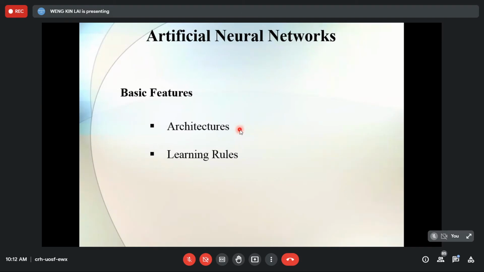So now, after having some idea of the classes of neural networks, let's look at some of the basic features. Let's only look at two. Let's look at the architecture, and then at how the networks learn, that is, the types of learning rules for neural networks.